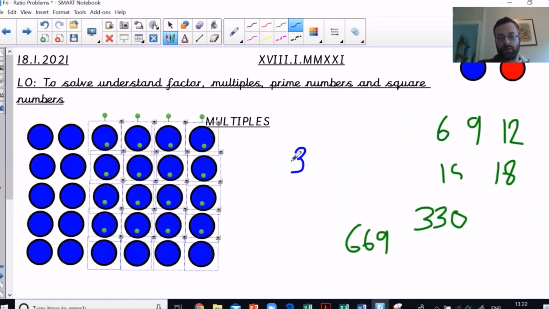multiples are when you times a number by something else and it gives other numbers. Okay, so multiples of 3, all of these. There are loads of them, an infinite amount of them.